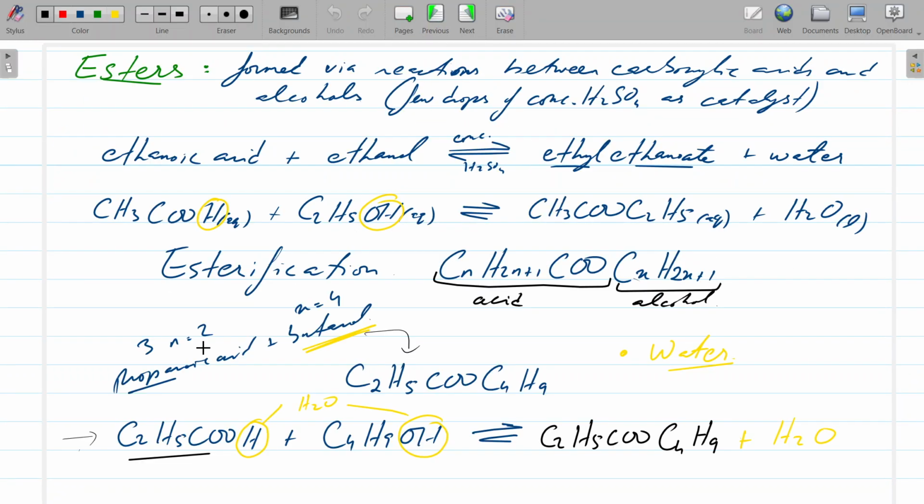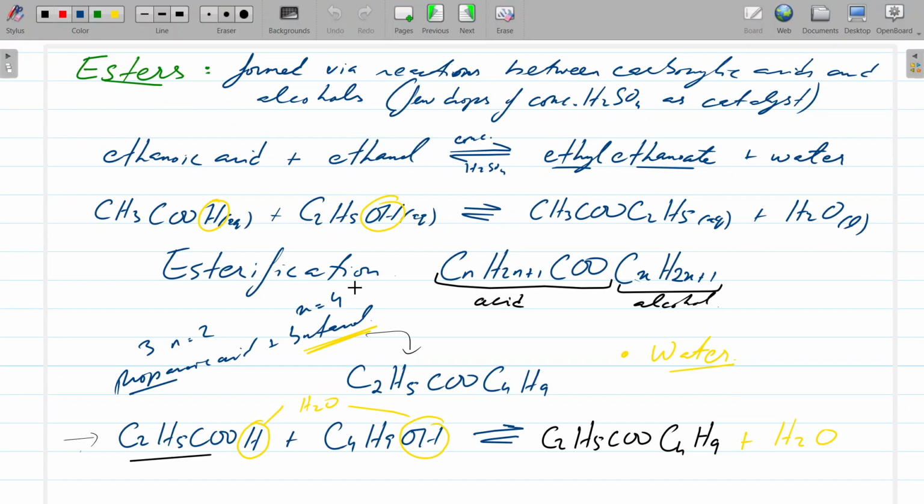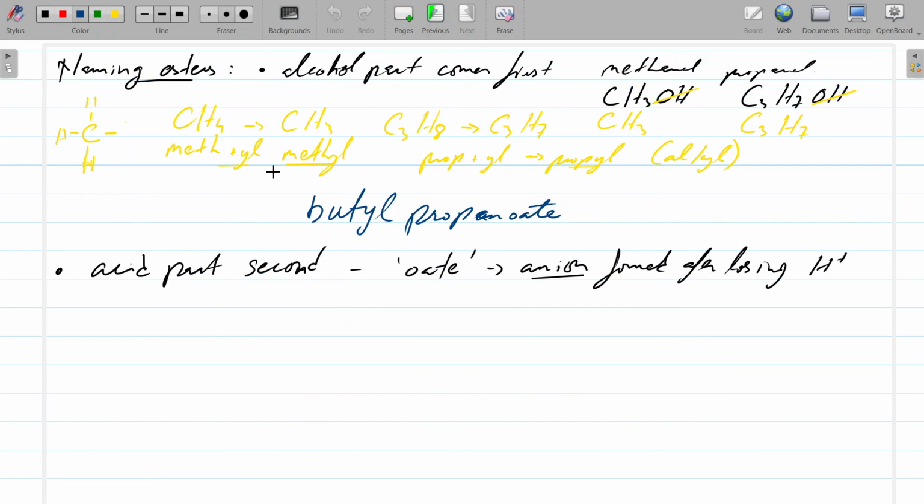And so we had propanoic acid. So how are we going to name that? Propanoate. And so this is going to be butyl propanoate. And so this molecule is butyl propanoate.